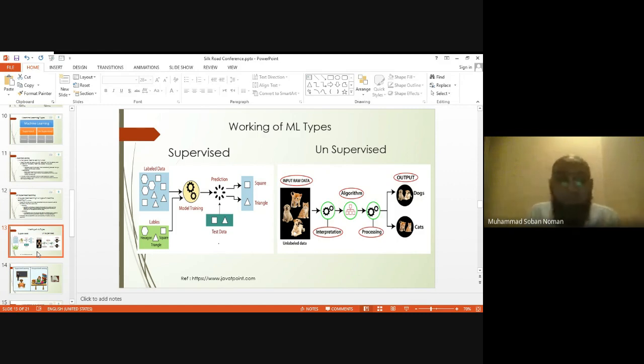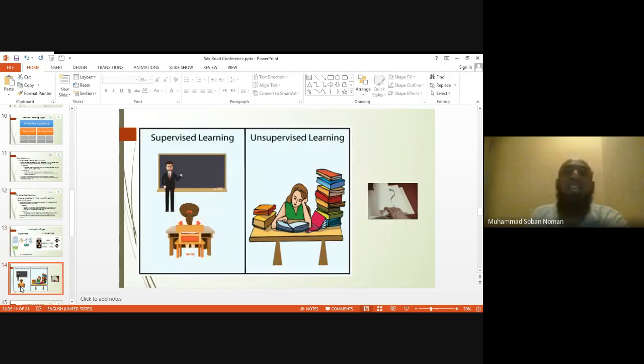On the other hand is unsupervised learning, and unsupervised learning is like this: we just give the content to the learner and say, just learn and decide yourself. So we have supervised learning and unsupervised learning, and we will use supervised learning for our data. Normally, when we have the results, we will go for supervised learning. So when we are talking about student assessment or teacher assessment, definitely we will go for supervised learning. Why? Because we have the data.